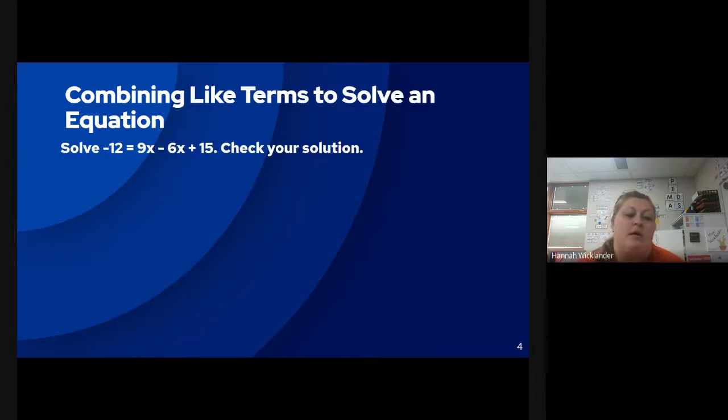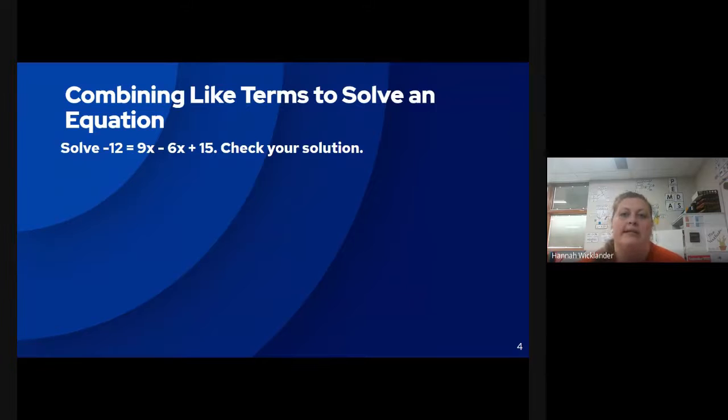Okay, so I have negative 12 equals 9x minus 6x plus 15. Solve for x. So my first step, what is that going to be? Type it in the chat if you think you know what my first step should be. Hint, it says it in the title. Combine like terms. Good job, guys.